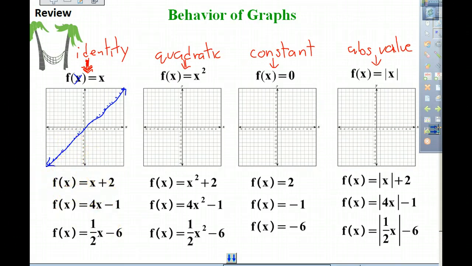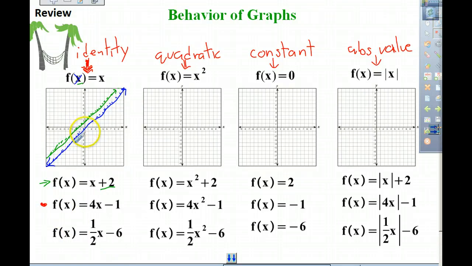What would something like this look like? Basically the same thing, right? It's just plus 2, so everything is moved up 2. Just like that. So if you know the basic graph, also known as the parent graph, which is this, the blue one, and you just add 1, subtract 1, or multiply by 4, it's basically the same parent graph, it's just moved in different ways. Like 4x minus 1, this one right here.